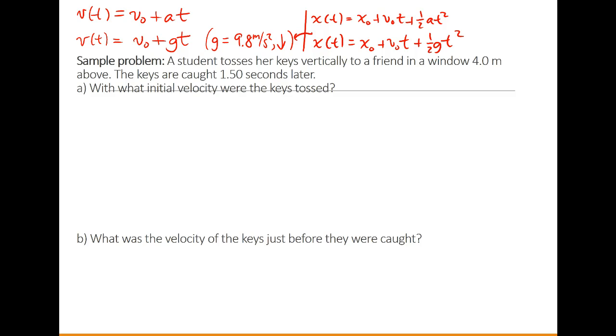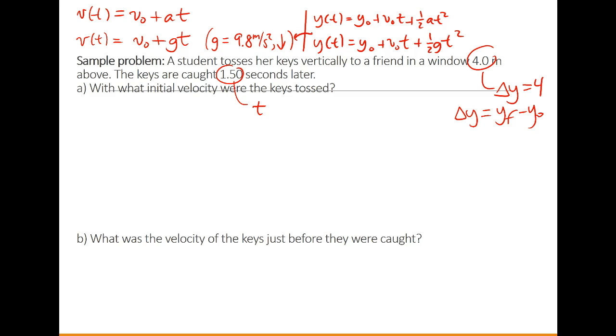So on to this example. We have a student who tosses her keys vertically to a friend in a window 4 meters above, and the keys are caught 1.50 seconds later. So that's our time, and that is our delta y. So that's the other change, is that instead of x of t, what we might say is that we have y of t. And instead of x naught, we'll talk about y naught. Okay, so this means that delta y is going to be equal to 4. And here's a useful tip: delta y, or delta anything, is always final minus initial. So we can write it like that.